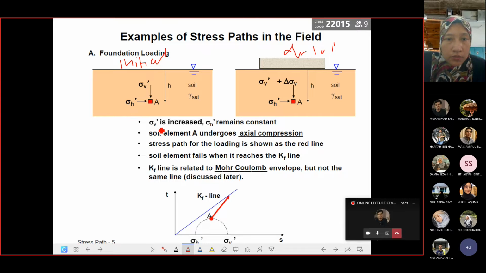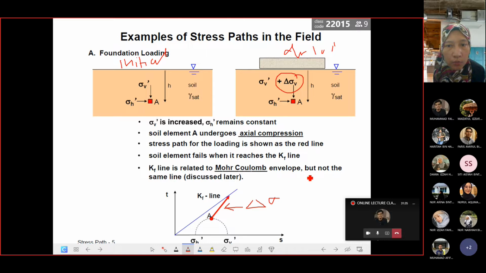Okay, the effective overburden stress is increased and the horizontal effective stress remains constant. So when the soil element A undergoes axial compression, nampak kan kat sini dia kenakan penambahan tegasan dalam arah vertical. The stress pass for the loading is shown as the red line. So this is the point where it is indicate to you the additional of the stress that applied here. So the soil element fails when it reaches the KF line.